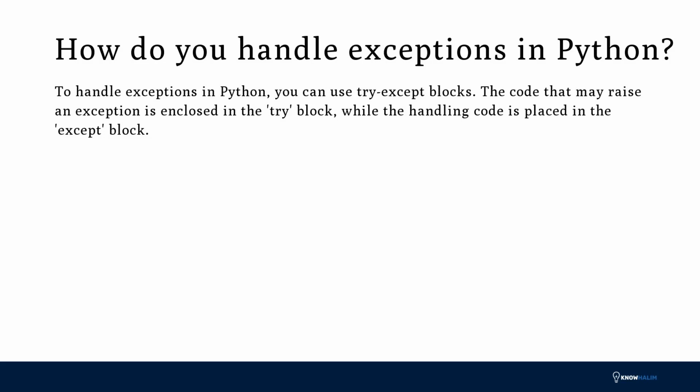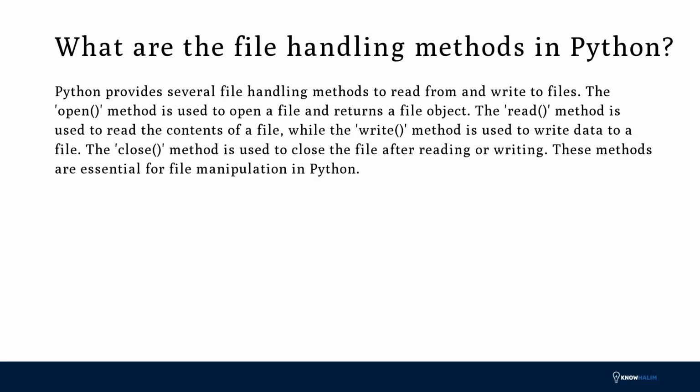How do you handle exceptions in Python? To handle exceptions in Python, you can use try-except blocks. The code that may raise an exception is enclosed in the try block, while the handling code is placed in the except block.